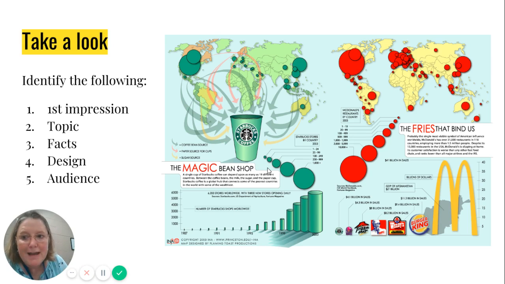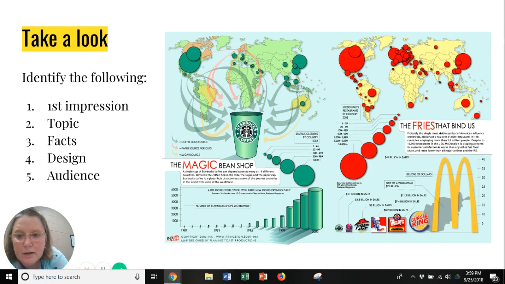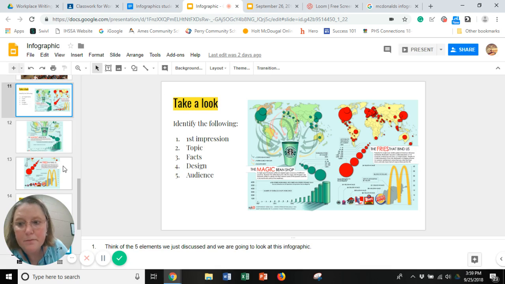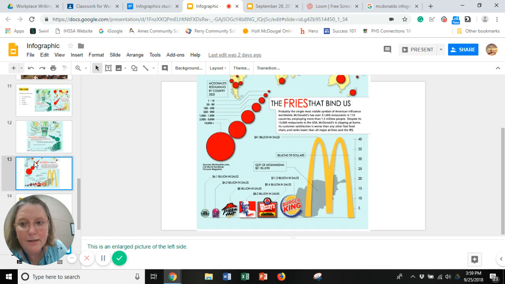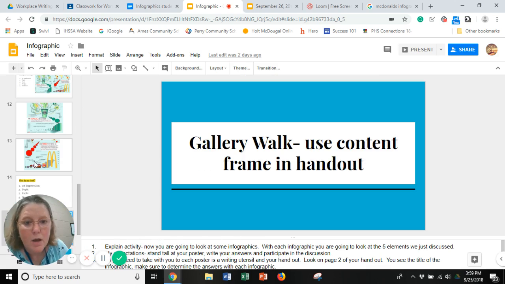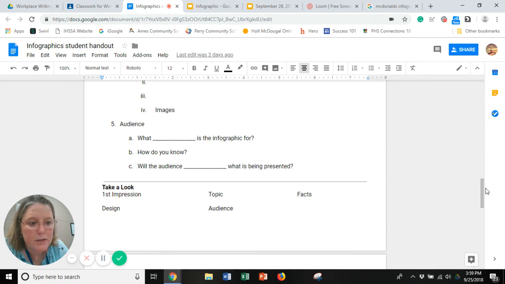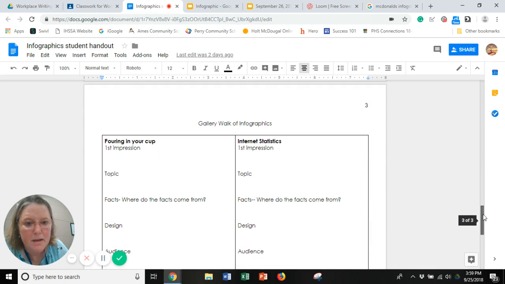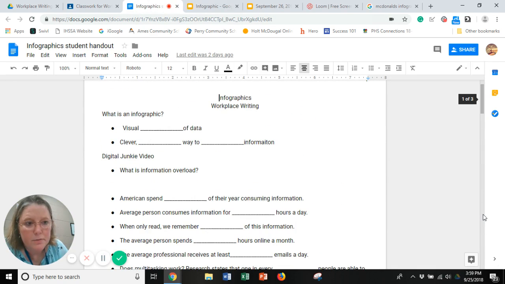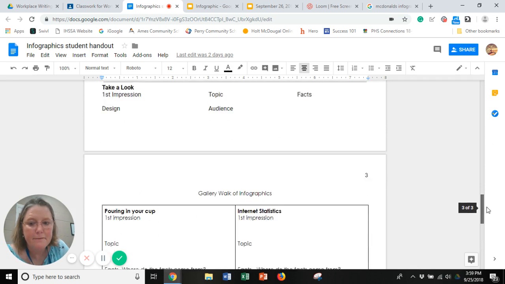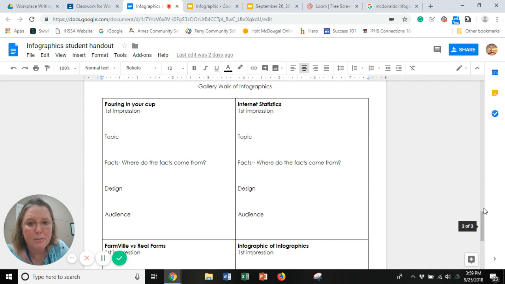So that's the analysis process: taking a look at the two, going down through these questions and identifying those. What you do now is a gallery walk, where you are going to use the content frame in your packet, which is on page 3. And around the room, you'll notice that there are infographics up on poster paper.